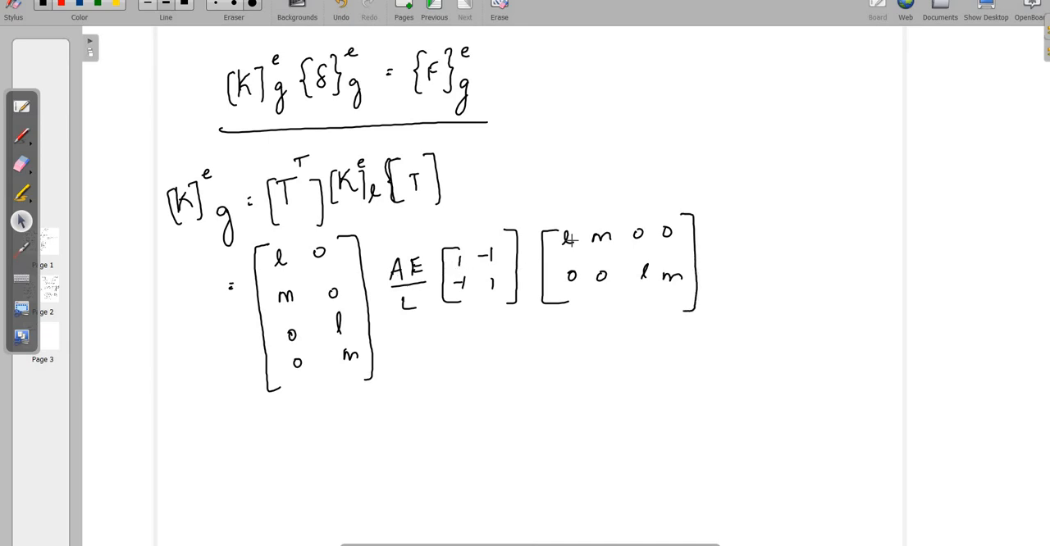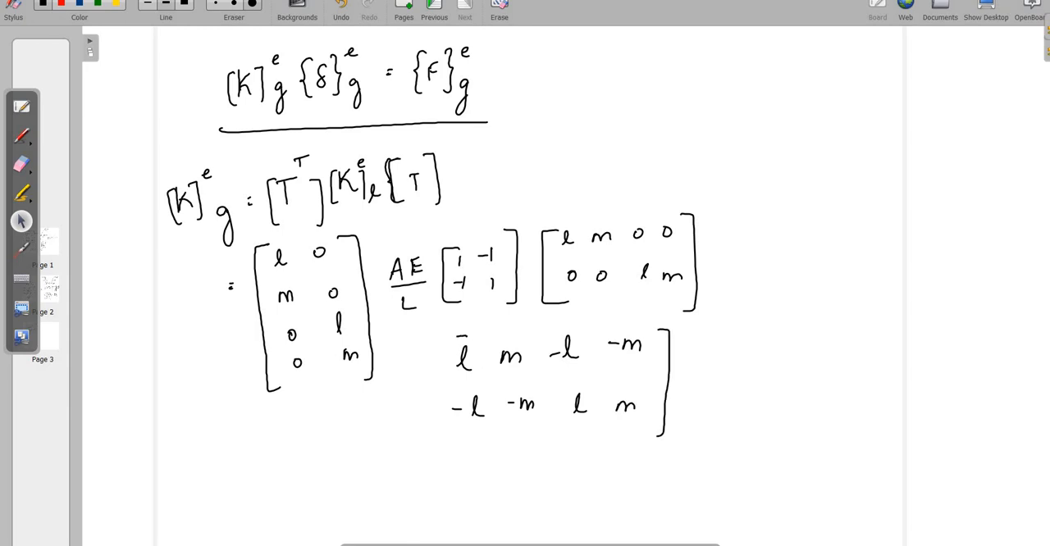So I am going to multiply this row with this column. So 1 into L minus 1 into 0, which is L. Next one, 1 into M minus 1 into 0, which is M. Next one, 0 into 1 minus 1 into L is minus L. Similarly, 0 into 1 minus 1 into M is minus M. So in the next row, minus 1 into L is minus L. Minus 1 into M is minus M. Minus 1 into 0 is 0. 1 into L is L. And next, 1 into M is M.